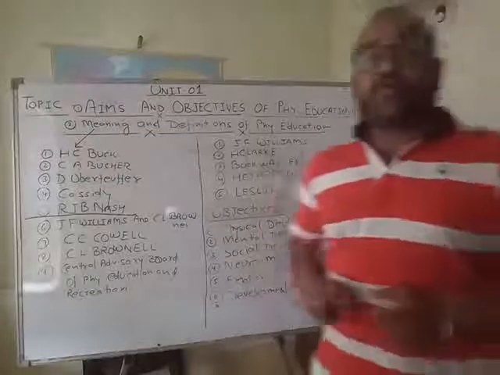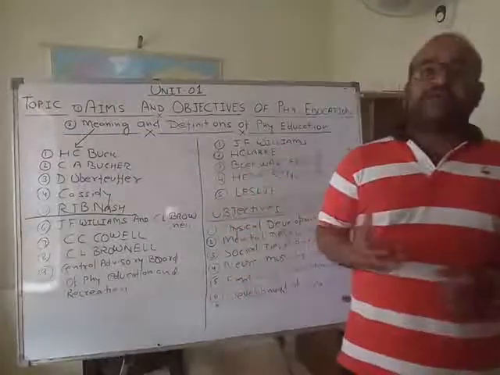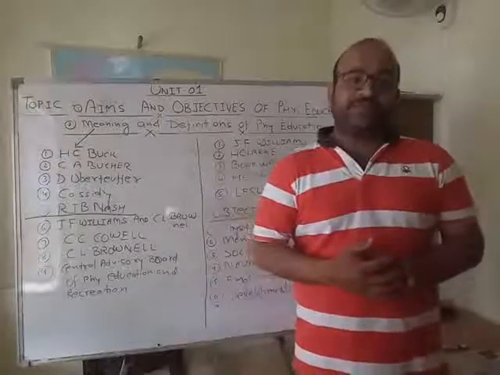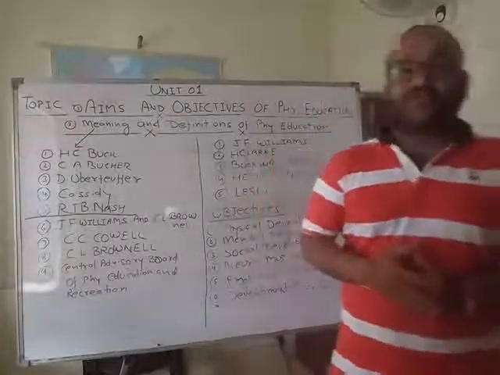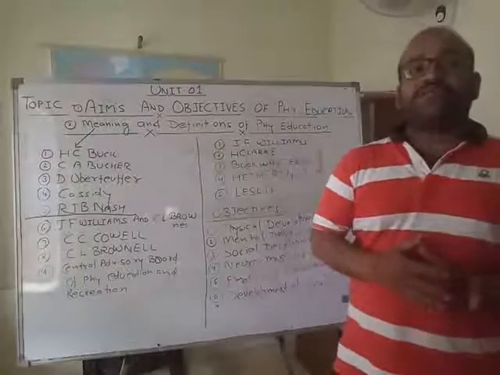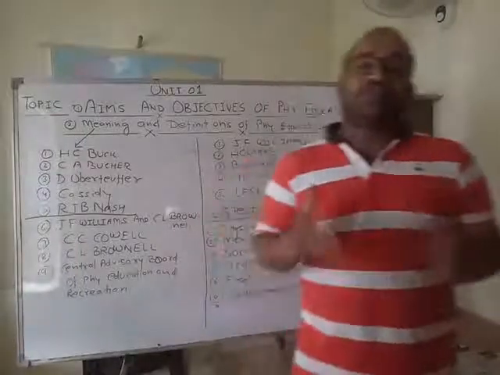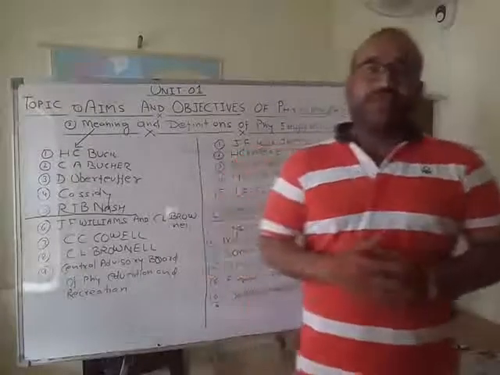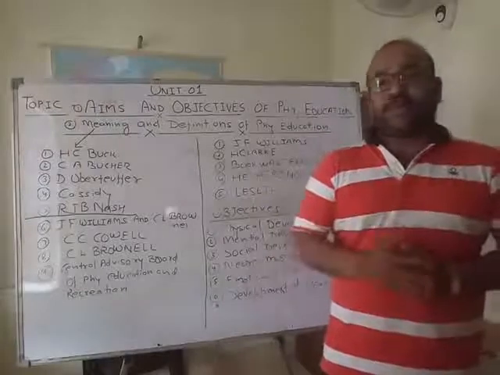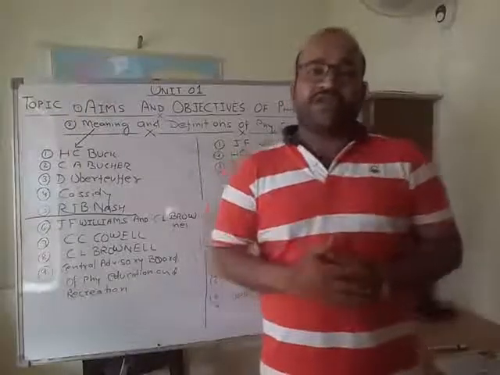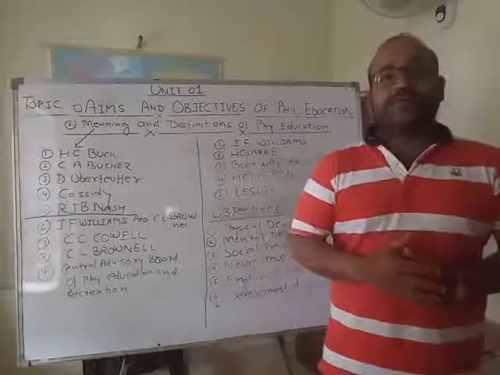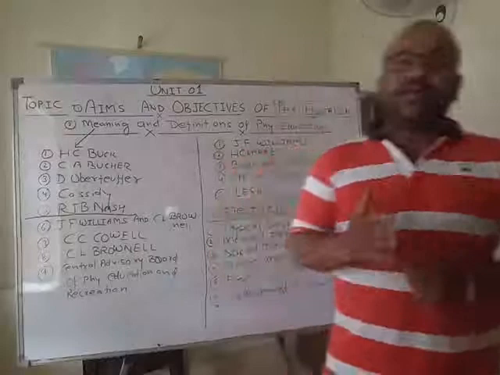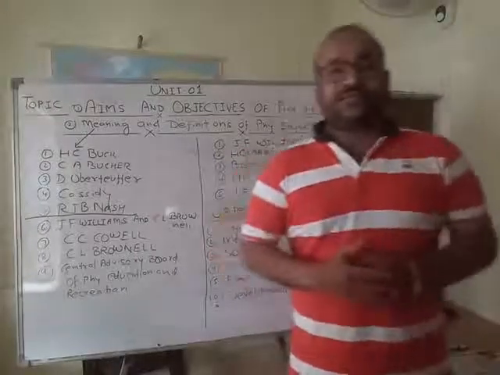Next aim, according to the Ministry of Education and National Planning in Physical Education. What did the Ministry of Education say? The aim of physical education must be to make every child physically, mentally and emotionally fit, and also to develop in him personal and social qualities which will help him to live happily with others and build him up as a good citizen.